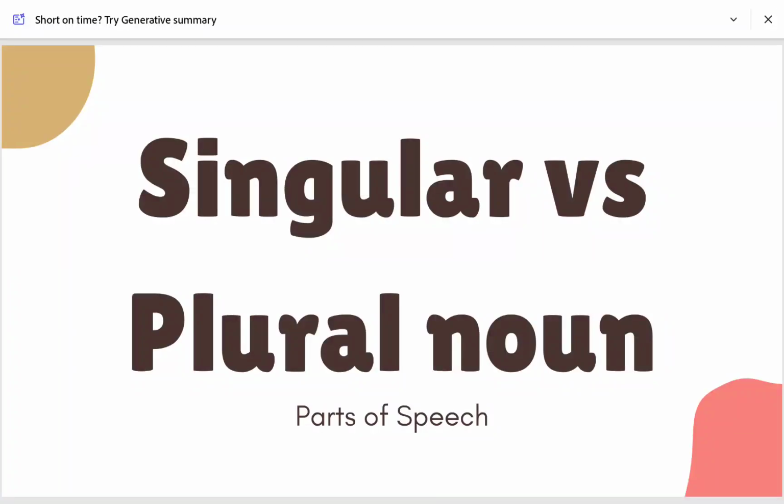Hello everyone. First, understand why we need singular versus plural nouns in the first place. We need to learn singular and plural nouns because in our daily life we often talk about one thing or more than one thing. If we use the wrong form of singular versus plural nouns, then our sentence may sound incorrect.